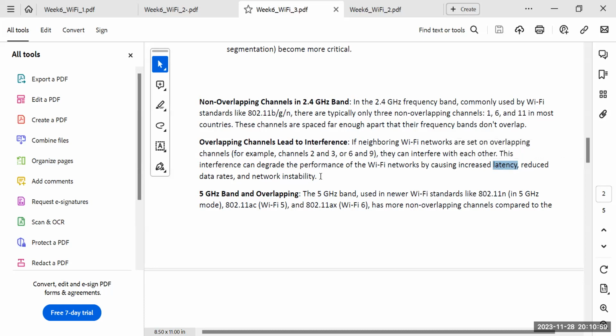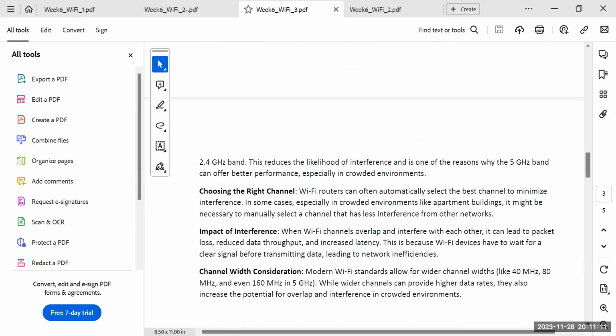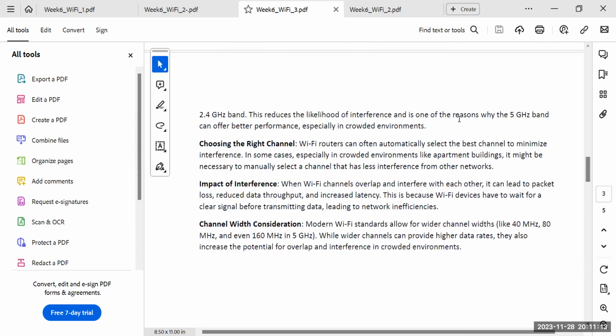Talking about the 5 gigahertz band and overlapping, the 5 gigahertz band used in the newer Wi-Fi standards has more non-overlapping channels, so obviously better performance. This reduces the likelihood of interference, and it's one of the reasons why the 5 gigahertz band can offer better performance, especially in crowded environments.